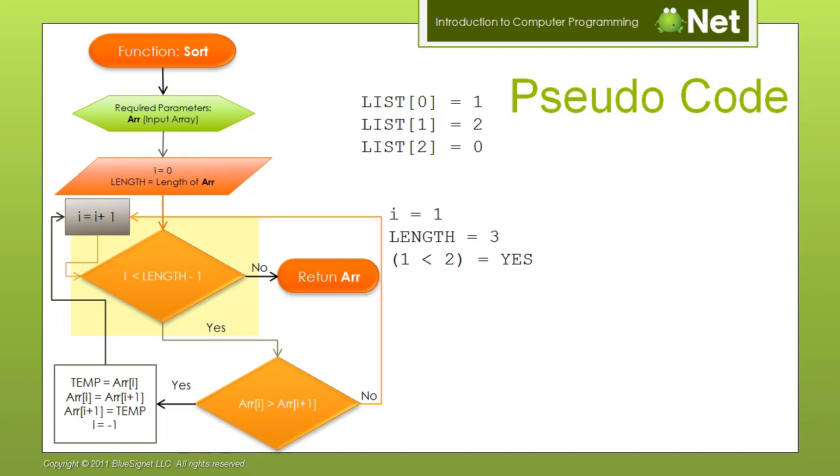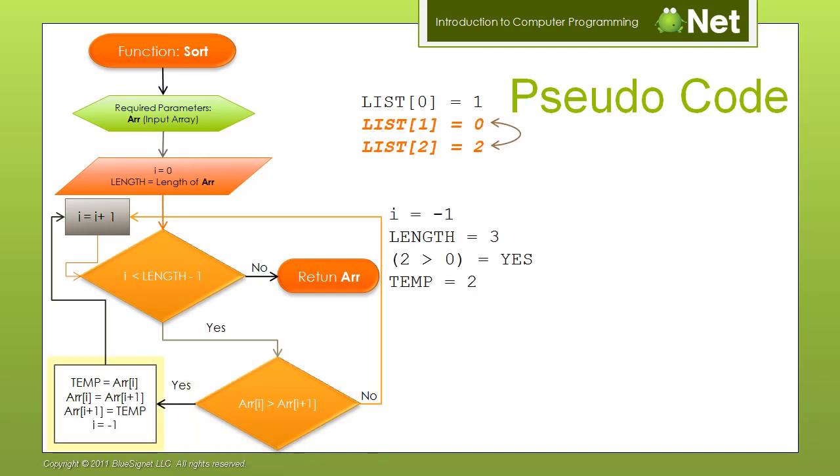Now I equals 1, length still equals 3. Is I less than 2? Yes. Okay, let's fall to the next condition. Basically, what we're saying is we have not reached the end of the list. In this condition, is the current value greater than the next value? The answer now is yes, because you can see that 2 is greater than 0.